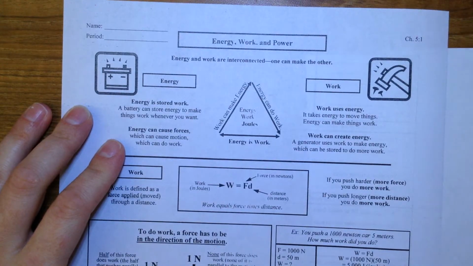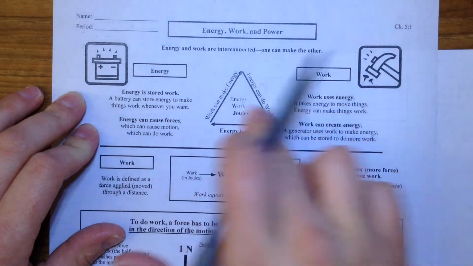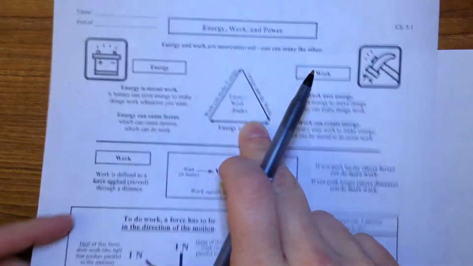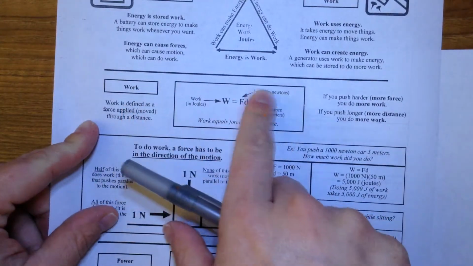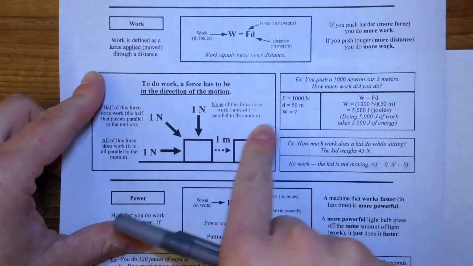Energy, work, and power worksheet. The front side, lots of notes. We got some talks about some energy here, and talks about work, and talks about joules and that relationship between them. And then we got work and its formula and its units of measure and some information about work. Got some lovely examples here about doing work.